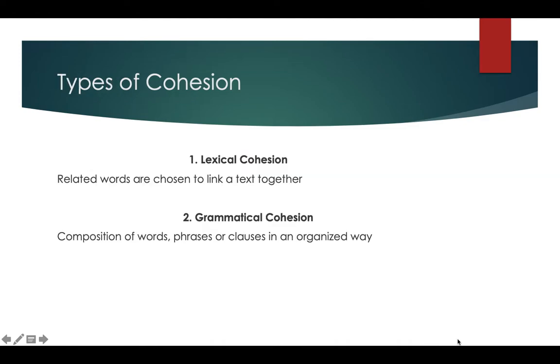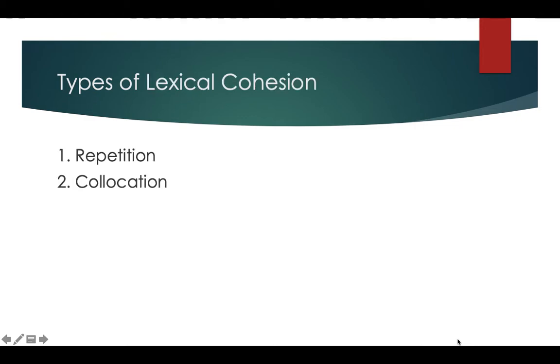There are two types of cohesion. Number one is lexical cohesion, that is, related words are chosen to link a text together, and lexical is related to the meanings of the words. And then we have grammatical cohesion, that is, we compose words, phrases, and clauses in an organized way to achieve grammatical cohesion. Coming towards lexical cohesion, it has two further types: repetition and collocation.